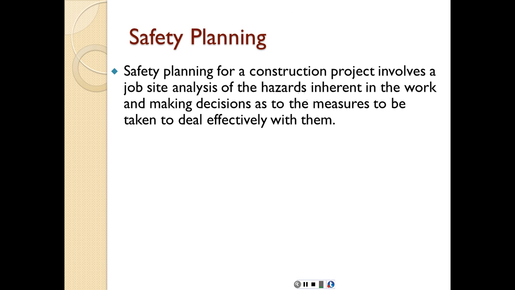So let's look at the first one, which is safety planning. Safety planning for a construction project involves a job site analysis of the hazards inherent in the work and making decisions as to the measures to be taken to deal effectively with them. So first of all, we need to recognize what are the hazards to that project. There are going to be some general or generic hazards that are applicable to any construction project, and then there are going to be some specific hazards to this particular type of construction that we have to pay attention to.